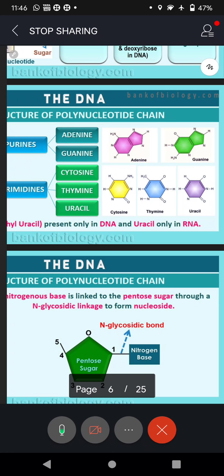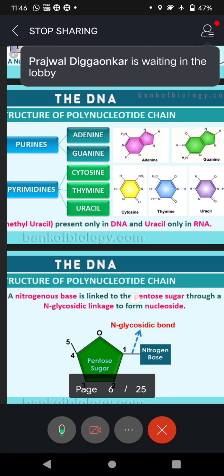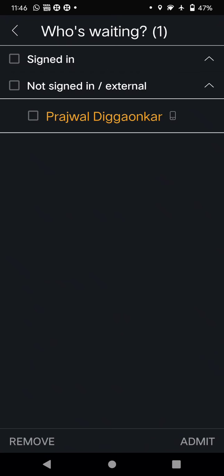So how to remember in the exam, purines? Take the first letter of each.